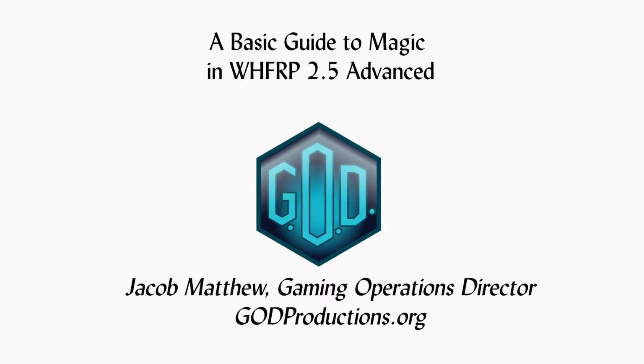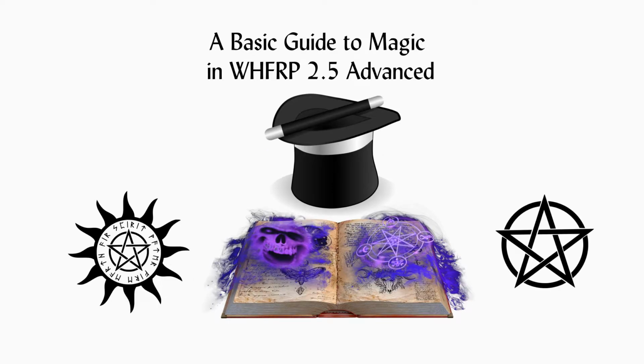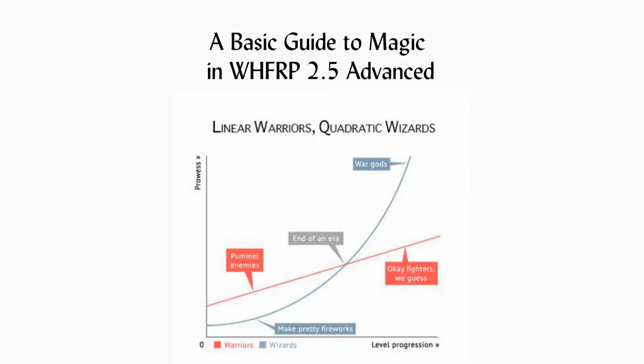In this video, we're going to look at magic and spellcasting in Warhammer 2.5 Advanced. Spellcasting in magic is the part of the system that will change the most often, usually from game to game, simply because it's the most fun for me to play with. It's also the system that players will interact with the least, since playing a character with magic is a massive responsibility that only one or two people will want to take on each game.